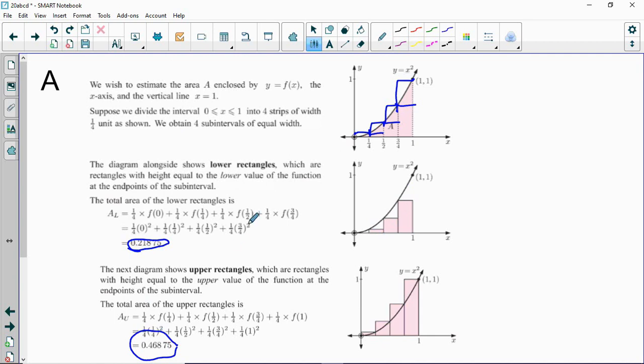But you could imagine if we made more rectangles here, each of them would end up being closer to the curve. So our lower rectangles would not have as much space missing, and our upper rectangles would not have as much extra area.